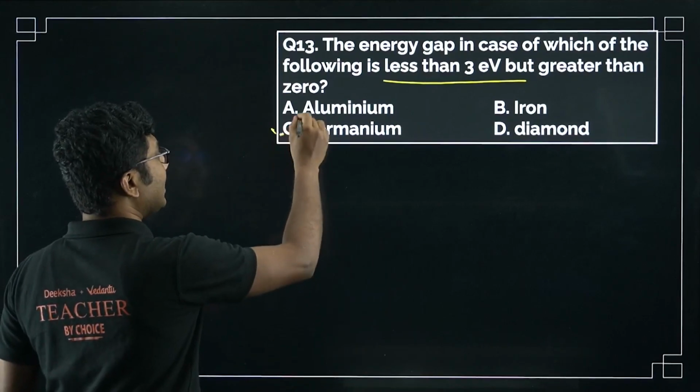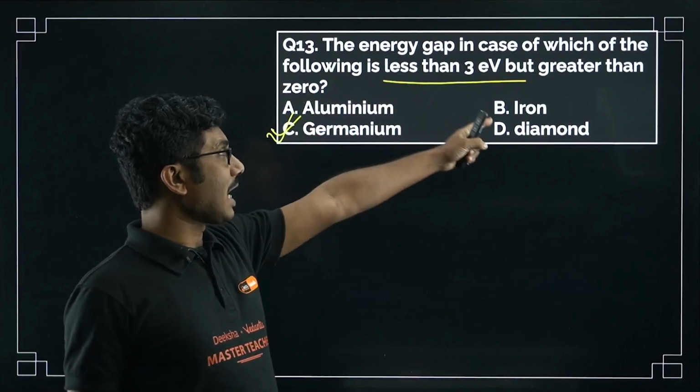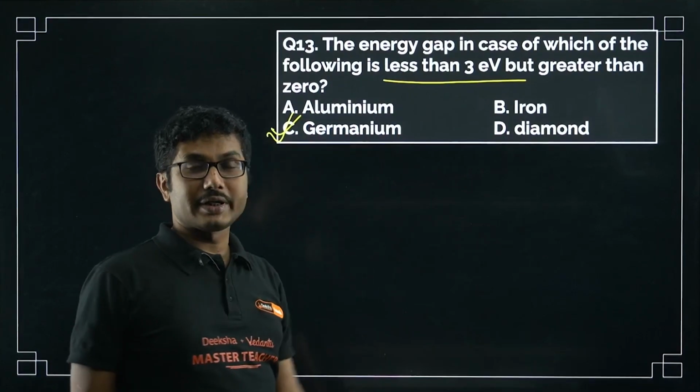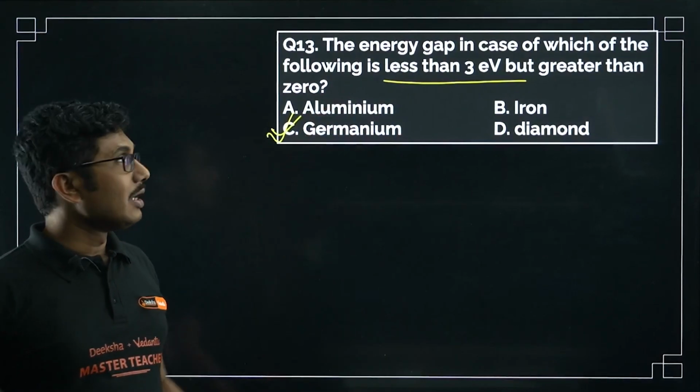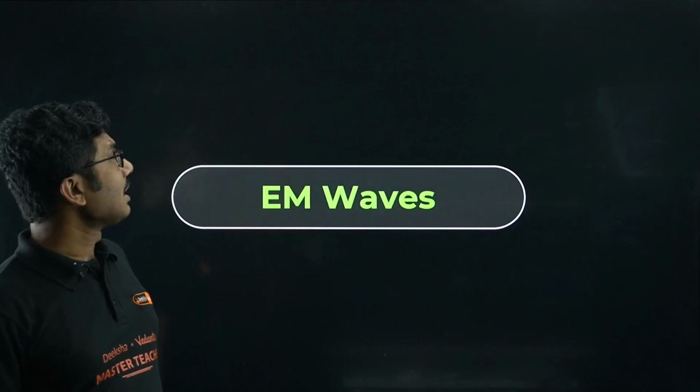Only germanium is a semiconductor, so the answer would be germanium. Aluminium is a conductor, iron is a conductor, diamond is an insulator, so it has an energy gap higher than 3 electron volt. So basically germanium is the correct answer.